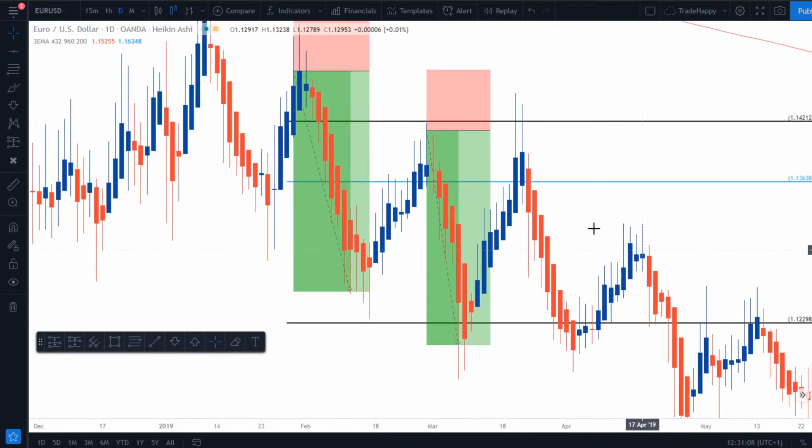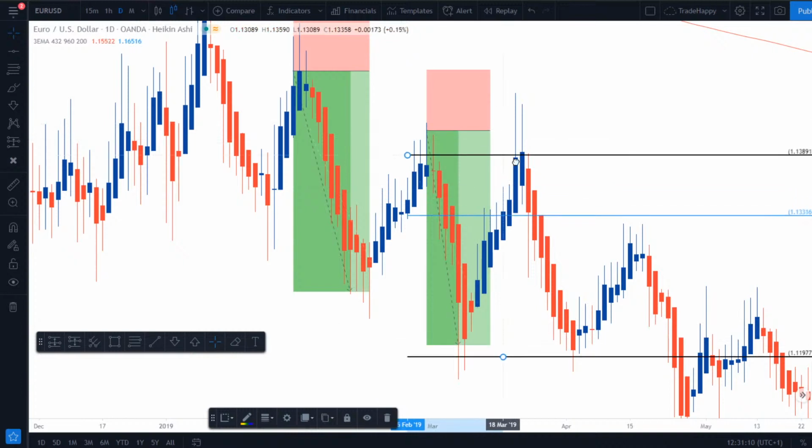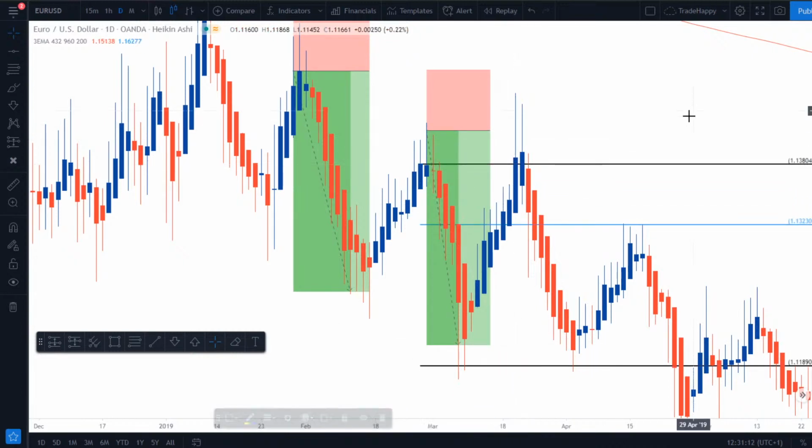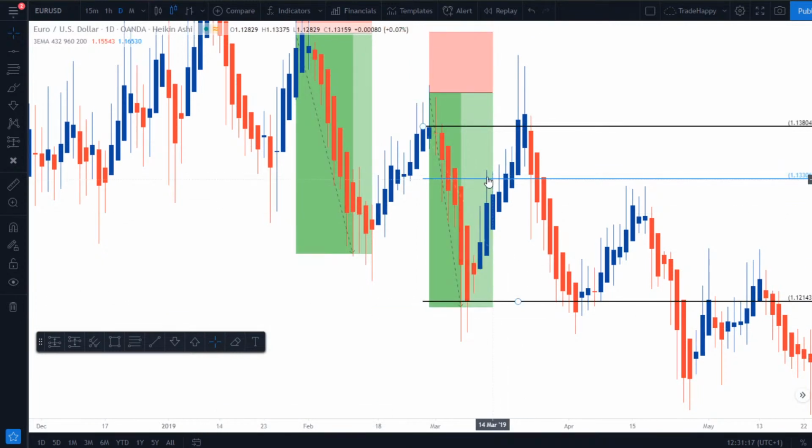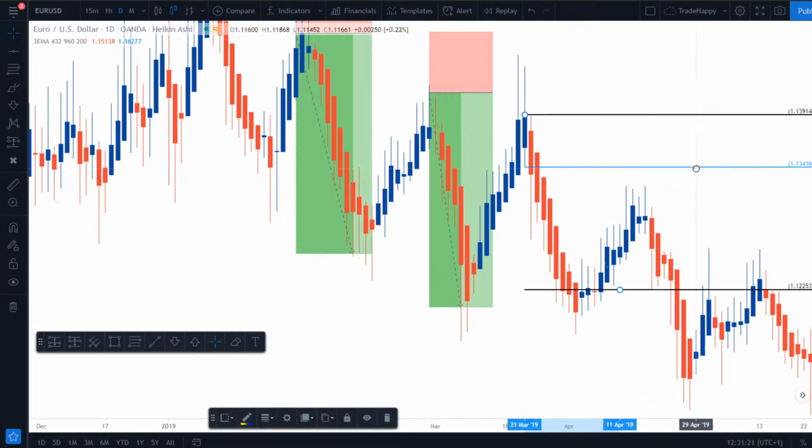And then this one. You just keep doing it. You'd be entering short here, stop loss here, and you would have been taken out. That would have been a losing trade.